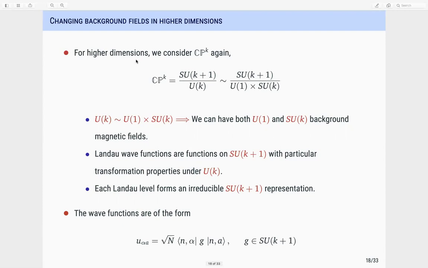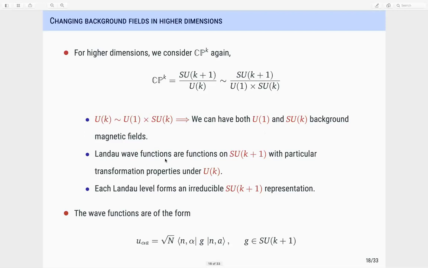Okay, so in high dimensions, we're going to consider CP^k again. I can think of CP^k, the complex projective space in k dimensions, as SU(k+1) modulo U(k). So once again, this tells us that the curvatures of CP^k will take values in the algebra of U(k), which I can think of as U(1) cross SU(k) at the algebra level. This means that we can have both abelian or U(1) valued gauge fields and SU(k) background magnetic fields. Both are allowed, and we can look at states, the Landau problem, Landau levels, everything with either type or both types of backgrounds.